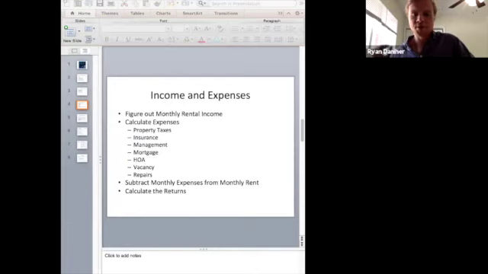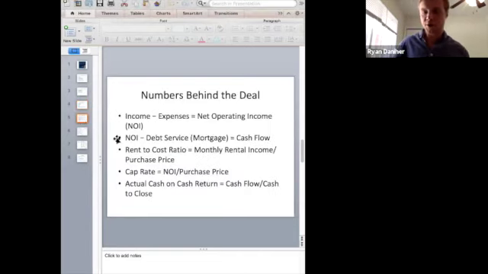So the final thing is you calculate your returns. So the two numbers that I want to see on any property, I'm going to go down to these formulas and explain them in a minute. The two numbers that I want to see on any property are the cap rate and the cash on cash return. The cap rate basically compares the return on investment to the purchase price.